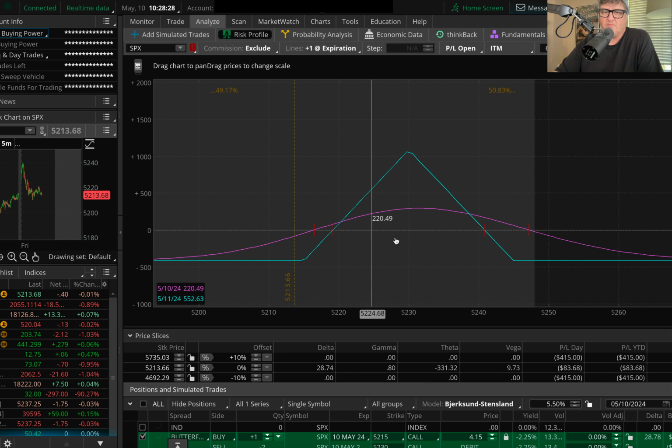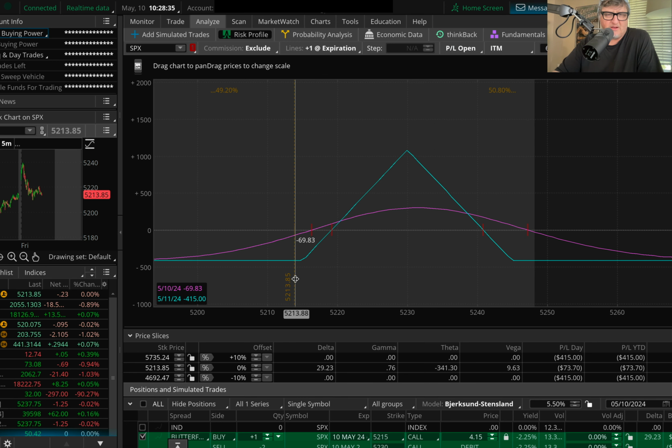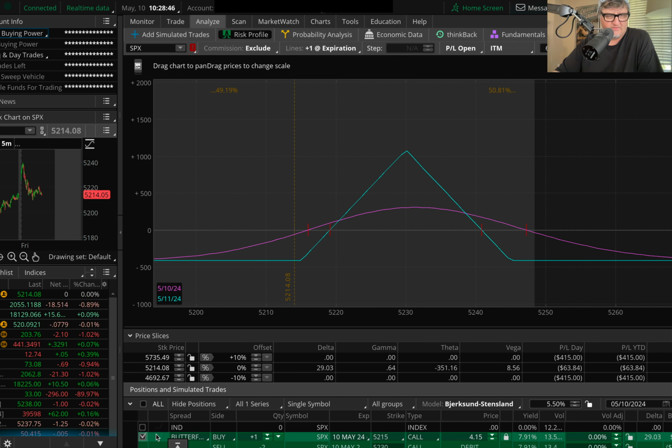Okay, so here is the update on our zero DTE cherry butterflies. So the mid-morning update. Here's the first one. This is the 15-point wide, and this one is down $70. Had we just put this on and done nothing up to this point, right now it would be outside the tent and down $60 to $70. So that's the 15-pointer.